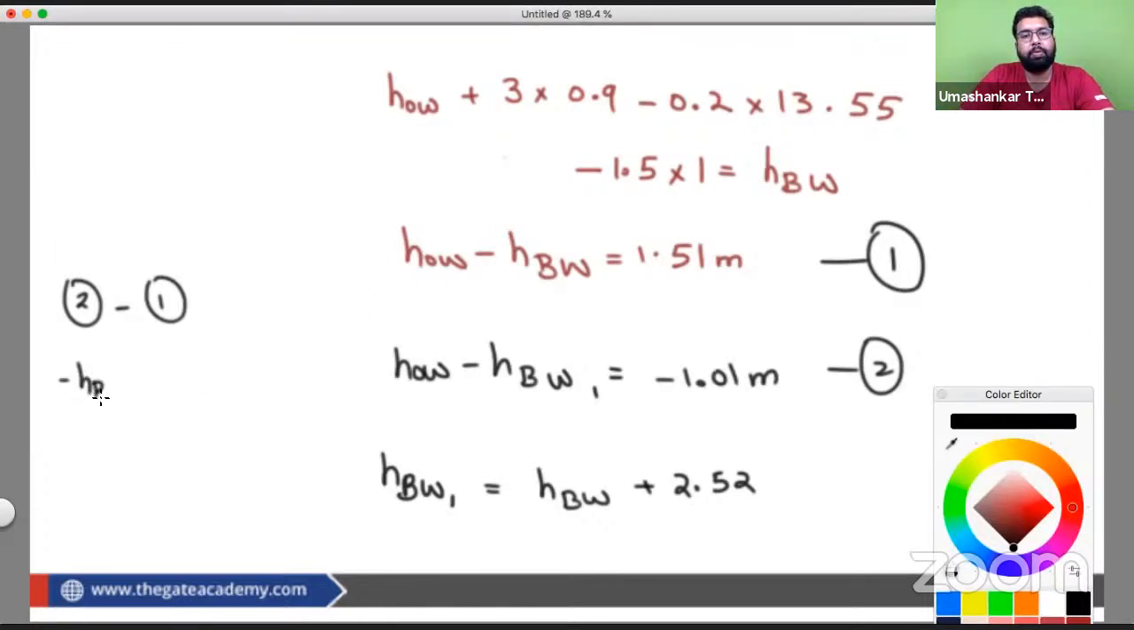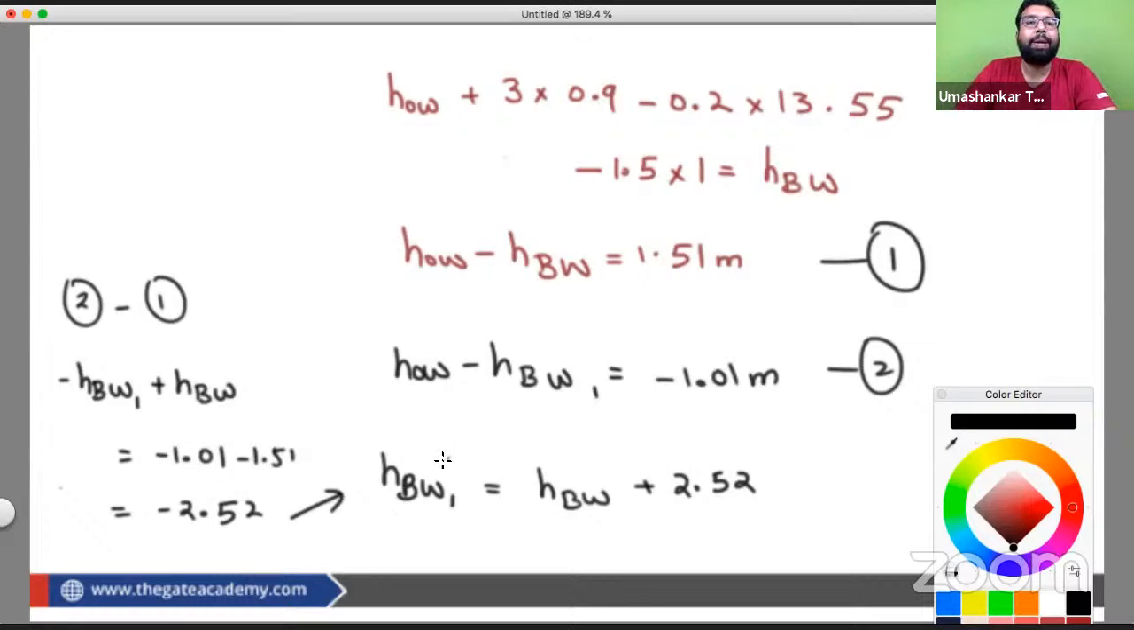HBW will be cancelled out, so we will be getting minus HBW1. This will become minus minus plus HBW, and this is minus 1.01, minus 1.01, minus 1.51. So we will be getting minus 2.52. We can shift it there, and HBW1 will become like this. Yes or no? From here we can write it here.